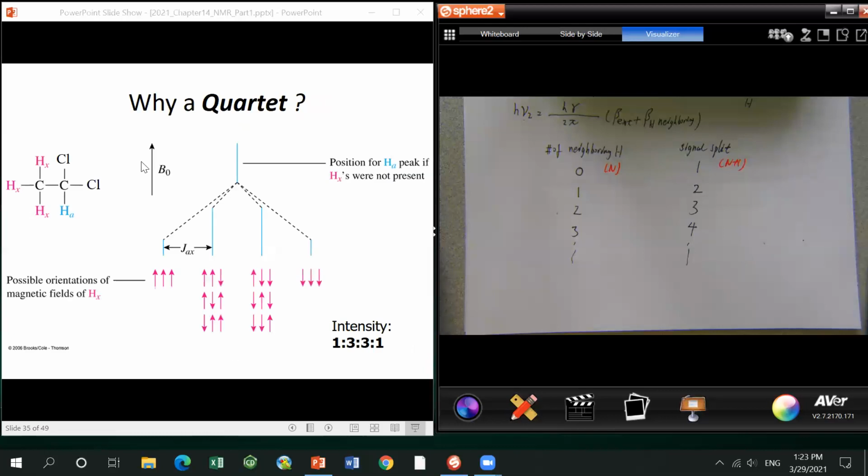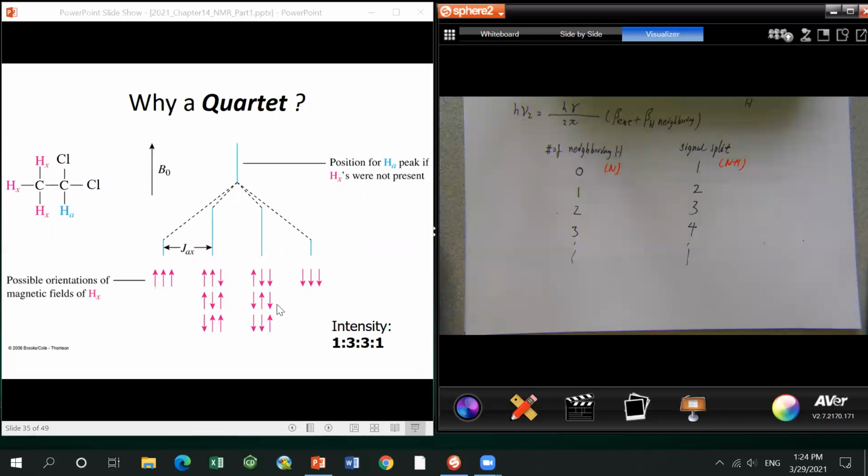A quartet happens when there are three neighboring hydrogens. So we still use HA as an example. HA has three neighboring hydrogens, HX. For these three neighboring hydrogens there are four possibilities. First, all three neighboring hydrogens have the same local magnetic field as the external magnetic field. Second, two in the same direction and one opposite. Third, two opposite and one in the same direction. Last, all three in opposite directions.